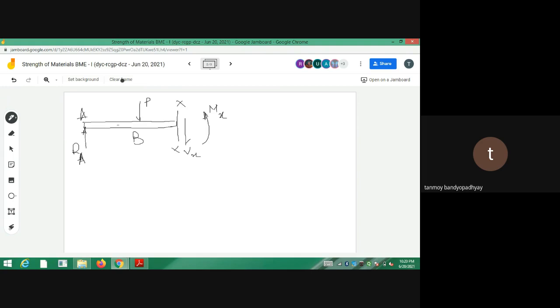So now I'm taking the portion BC, a cross section in the portion BC where X lies between small a and small b. On the portion BC, starting from the left side, I am assuming that the shear force and the bending moment are Vx and Mx respectively. Now suppose I do sigma Fy equal to 0, taking the upward forces as positive. So what will be Vx? Vx acting downward, so Vx plus P minus Ra is equal to 0.